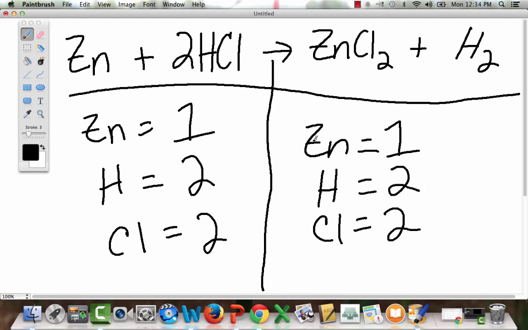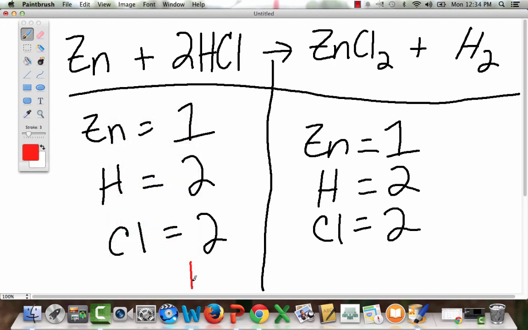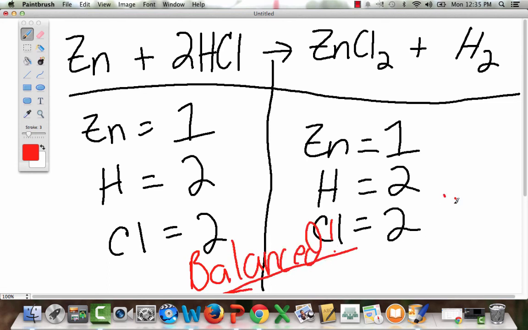So let's take a look. 1, 1, good. 2, 2, perfect. 2, 2, perfect. So you would come back through and say, this is balanced, just the way it is. Balanced. Yay! Smiley face. Okay, so I hope that went well for you.